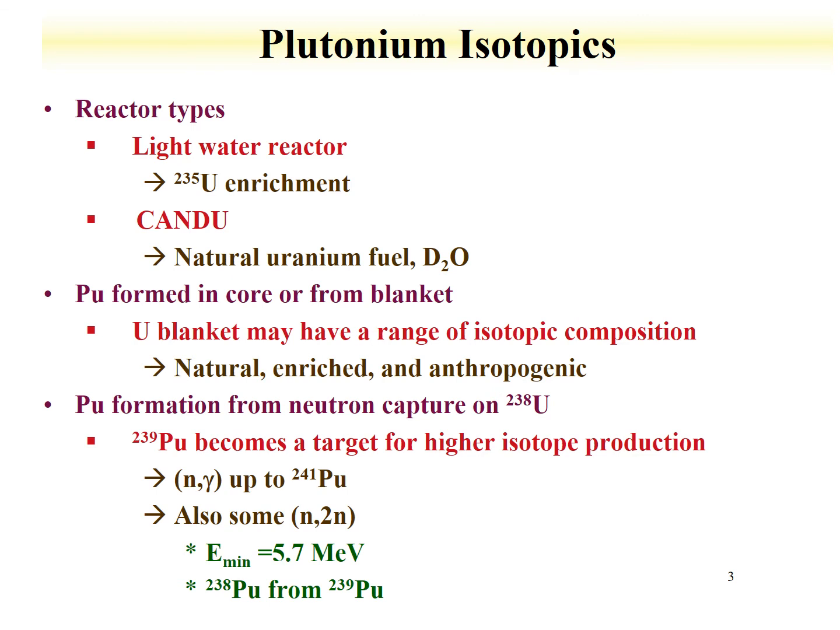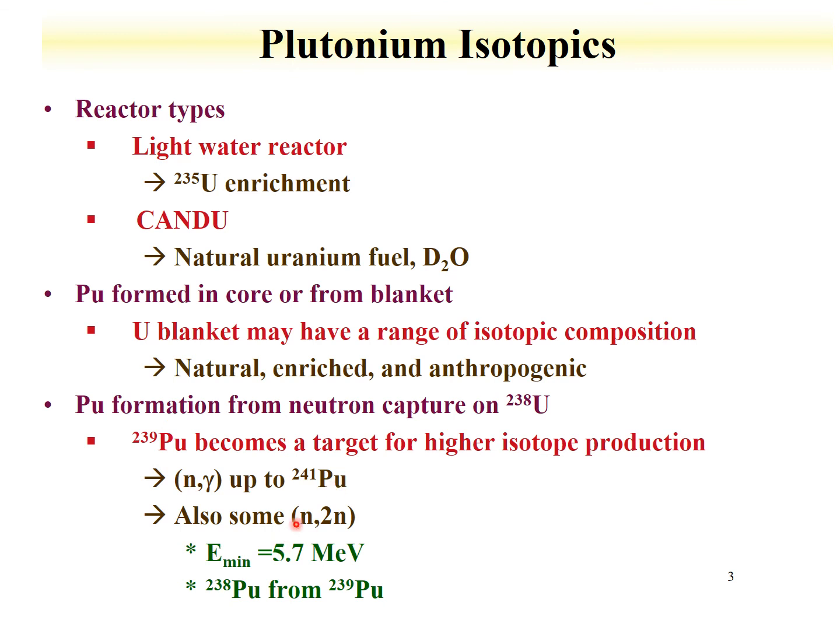And as we already discussed, plutonium-239 is formed from this neutron capture of uranium-238 that goes to uranium-239, neptunium-239, plutonium-239, and then the plutonium-239 can sit and become a target for the production of higher plutonium isotopes. So as plutonium-239 captures a neutron, it goes to plutonium-240.